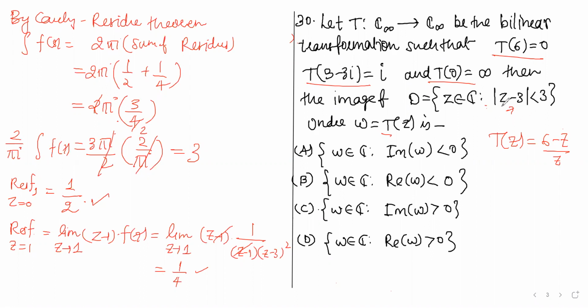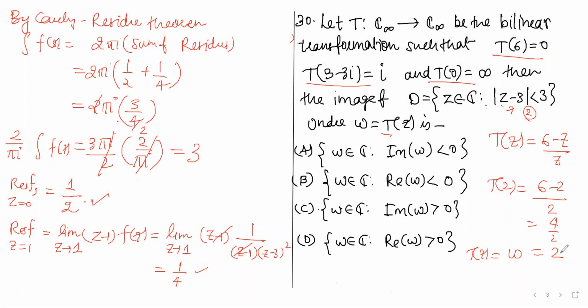Can we take z equals 2? Yes, |2 minus 3| is 1, and it is less than 3. So 2 is lying in this domain. I just need to check the image for T of 2. T of 2 will be (6 minus 2) upon 2, that is 4 upon 2, which gives me 2. So this is the image, this is W. T of Z is W, so you got W equals 2.